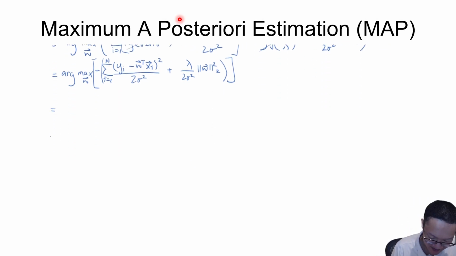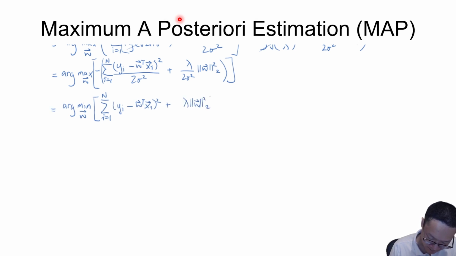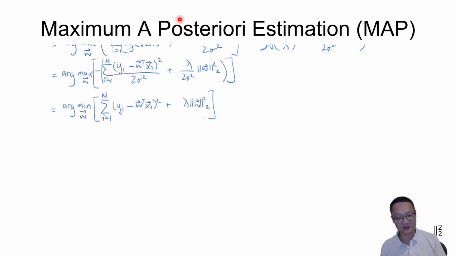Okay, so now maybe you can see the trick, right? We're going to turn the argmax into an argmin and then lose the negative sign. At the same time, we may as well get rid of the 2 sigma squared because it's just a constant in front, right? It doesn't really affect what w minimizes the expression. Okay, and hopefully this will look very familiar to you.